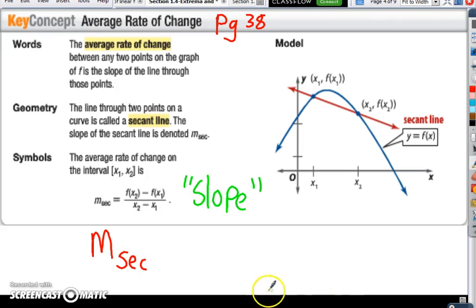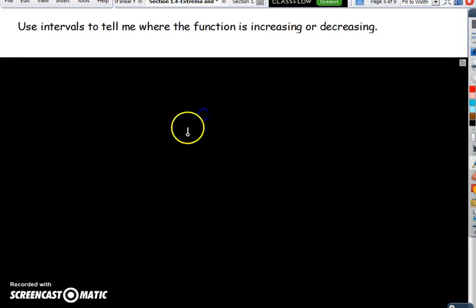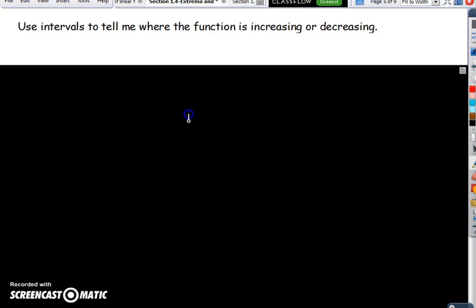So now that's over with. Let's hit some examples of some of the notes we have done so far today. Okay, so in this example here, use intervals to tell me where the function is increasing or decreasing.